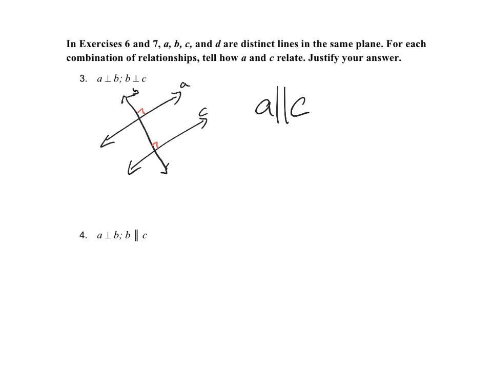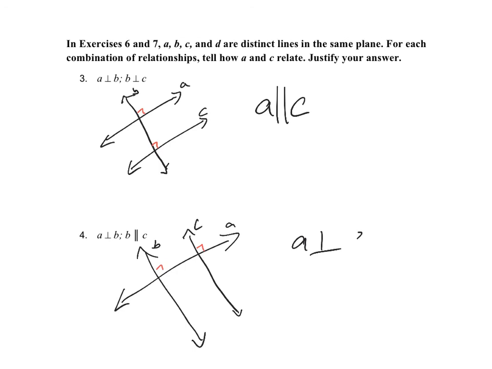The next one, A is perpendicular to B. C is parallel to B, so this is line C. So A and C are perpendicular lines, so that means that A is perpendicular to C.